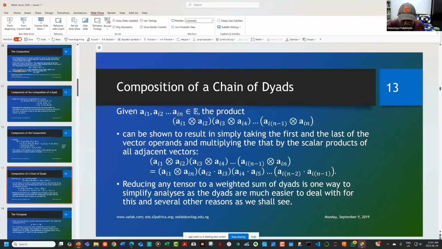So the composition of a chain of dyads follows a very simple rule. You take the very first one, you take the very last one, and you make a dyad out of the two. Every other thing, you just take dot products of like a_i2, a_i3, a_i4, a_i5, all of them. So that is the answer you get here. Reducing any tensor, it can be shown that the result is simply taking the first and the last of the vector operands and multiplying it by the scalar products of all adjacent vectors.